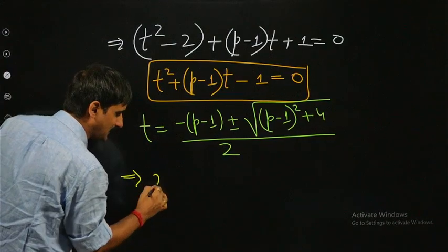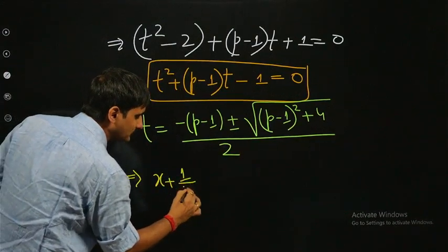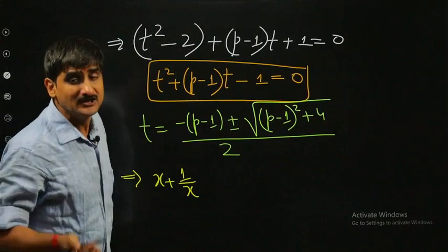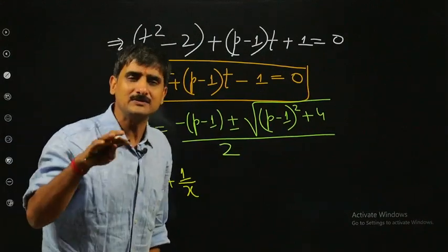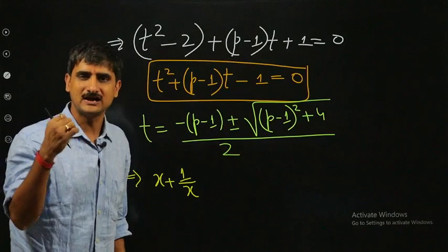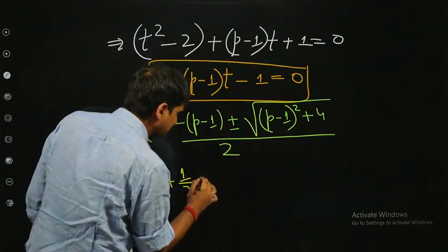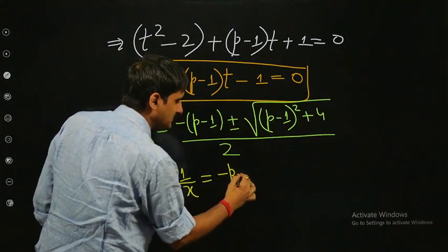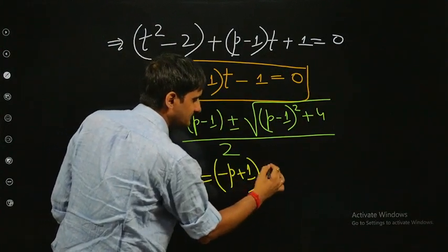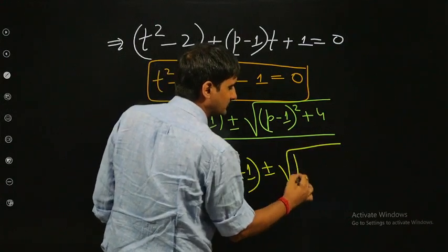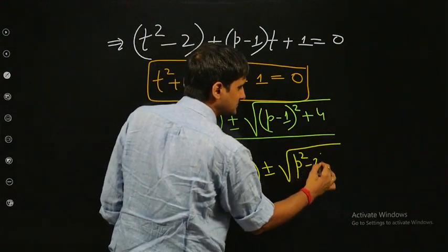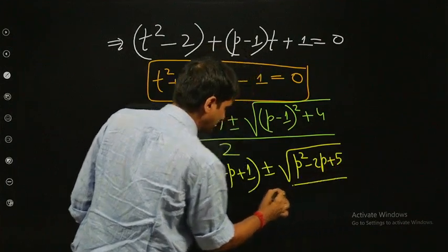So this implies we actually have to solve for x plus 1 by x, and having at least two negative roots means x should be negative. So x plus 1 by x is minus p plus 1 plus minus under root of p square minus 2p plus 5, by 2.